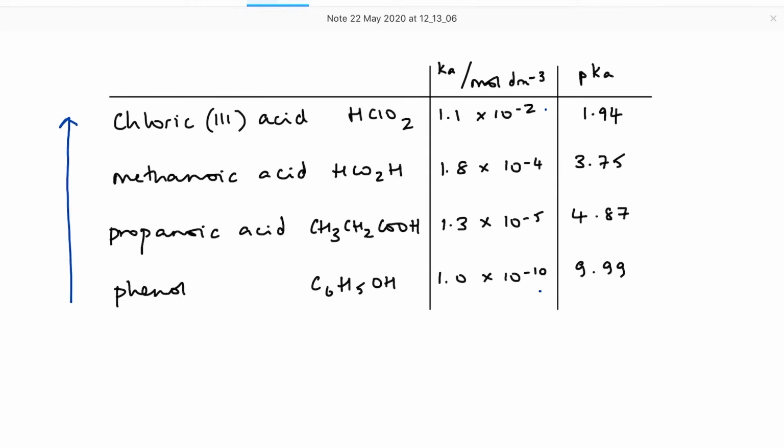Once again, because we've got a really big range in Ka values, it makes sense to represent them on a logarithmic scale. So just like with hydrogen ion concentration and pH, we can work with pKa values. pKa equals minus the log 10, again, of the Ka value. So it's a logarithmic scale, and you can see here that we have the opposite trend. The stronger the acid, the lower the pKa value.